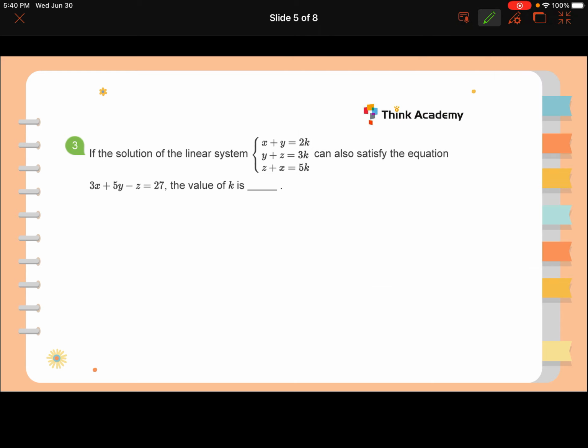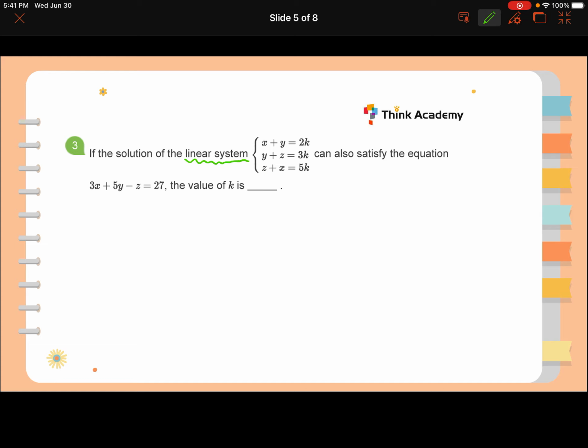Okay, now for the next one. If the solution to the linear system, so we have a linear system here with 3 equations, can also satisfy the equation 3x plus 5y minus z equals 27, then what's the value of k? Now if we first look at the linear system, and if we treat k as a parameter, that means k can be treated as a constant. Then we are only left with 3 variables and 3 equations. That means we can solve the values of x, y, and z.